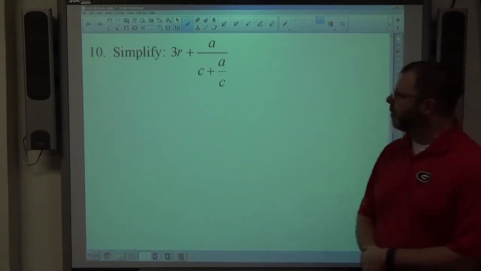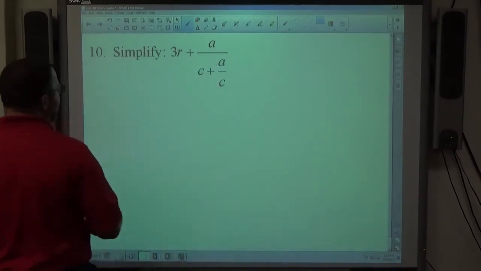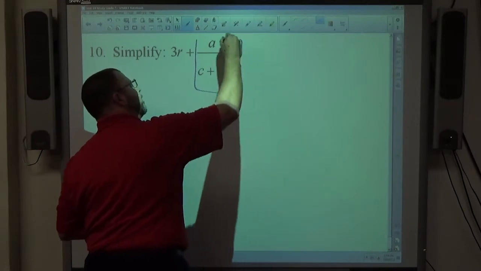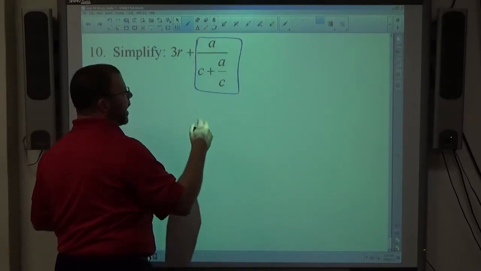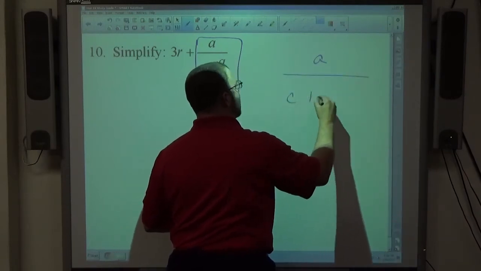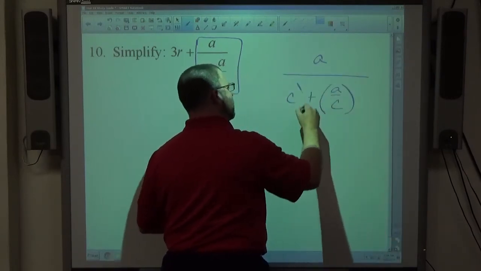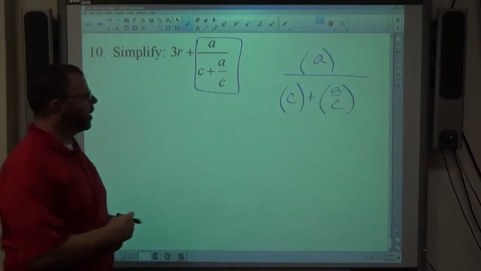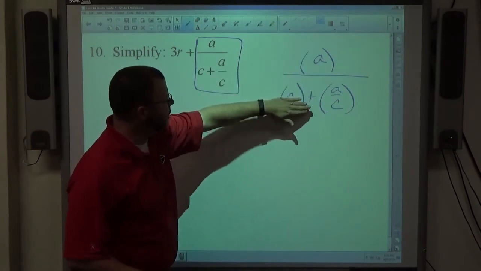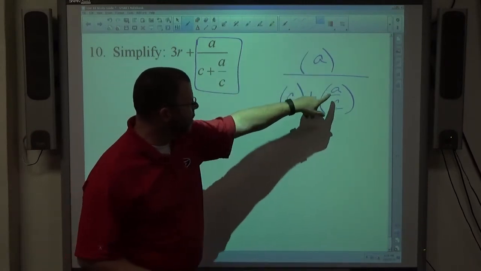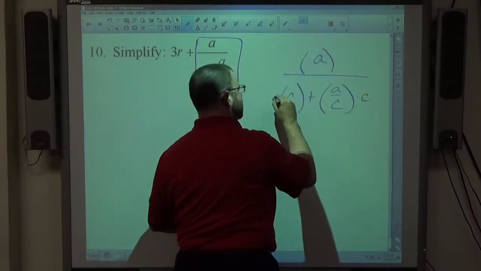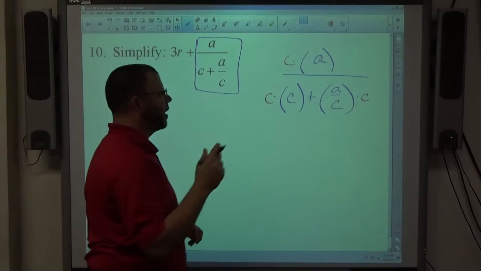Number 10, simplify. Same idea, we're going to add the fractions, but before I can add these two fractions, I need to make the second fraction simpler. So what I'm looking at, if I just take a look at that over here, a is on top, c plus a over c is on bottom. There's my three objects that belong to that main fraction bar here. The numerator's a, the denominator's c plus a over c. The only fraction issue is the a over c inside the fraction. So times its denominator to everything, and you're going to make a simpler fraction.